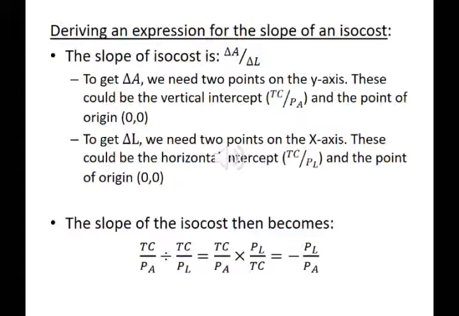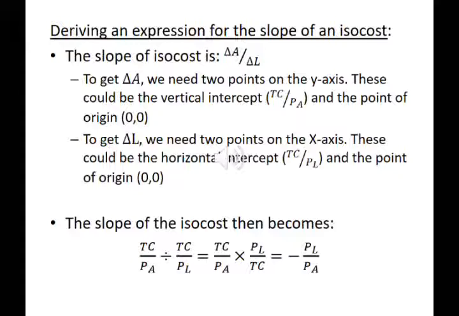How can we get delta L? We again need 2 points. So these 2 points could be the horizontal intercept and the point of origin. And the horizontal intercept is the total cost incurred by the firm divided by the price of labor. This will tell me how many units of labor I can use if I'm only using labor, for example. So the total cost here is like the income of the consumer, because for the firm, suppose it has a certain total cost that it cannot exceed. And this is what will be used to determine the 2 intercepts of each isocost.